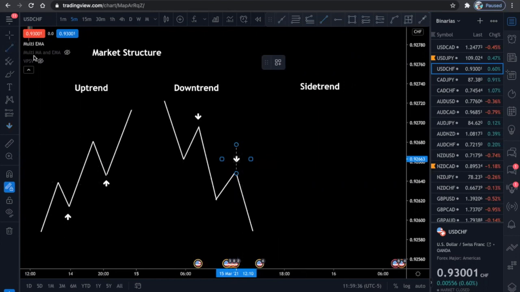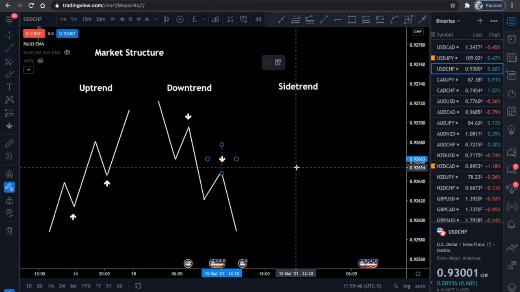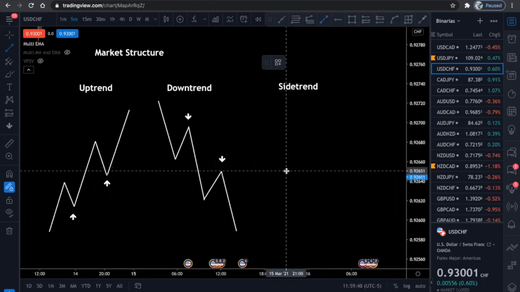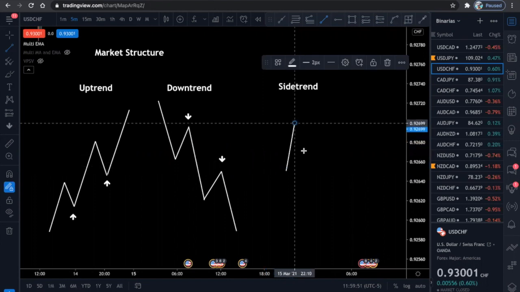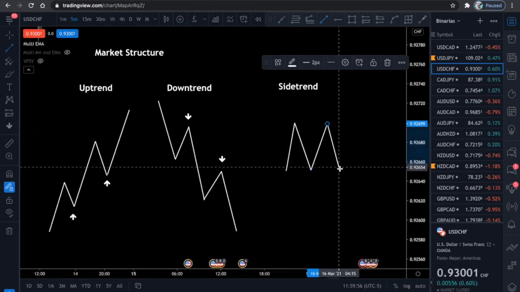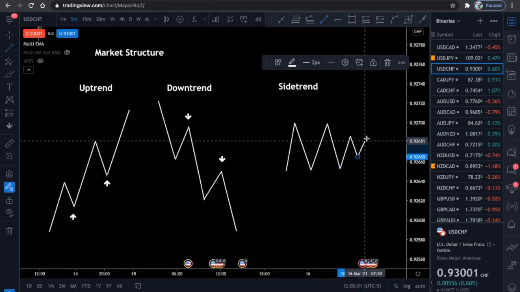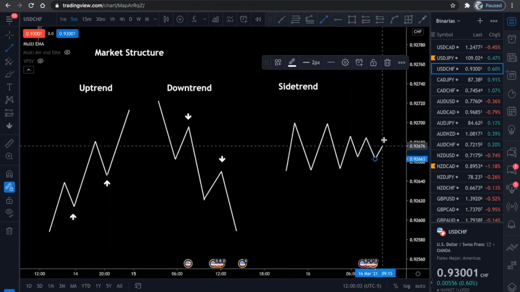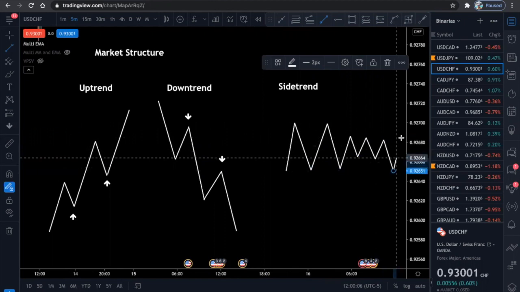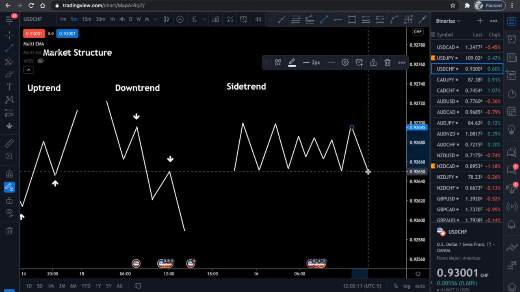What happens at a side trend? The market is in a consolidation area, or maybe you can even say that the market is choppy. So for example, you have a push to the upside, then a push to the downside, then a push to the upside, then a push to the downside, or it even starts ranging inside. It doesn't even have a clear market structure. This here is called a market side trend.